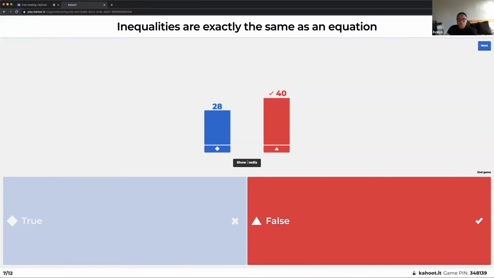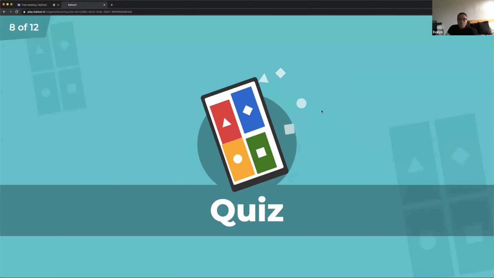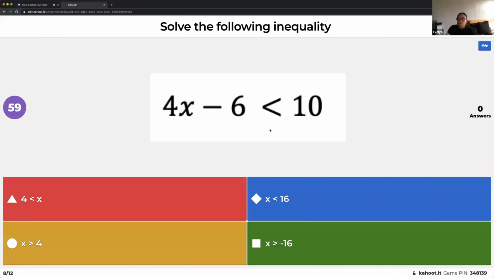Brilliant. It is false. Inequalities and equations are not the same. Inequalities have a greater than or equal to or less than or equal to sign. Equations have an equal sign. So they're not the same. Cool. Well done, guys, for the top 5. Solve the following inequality, please. So have a look and have a go.